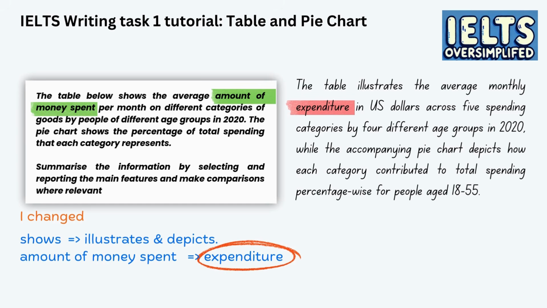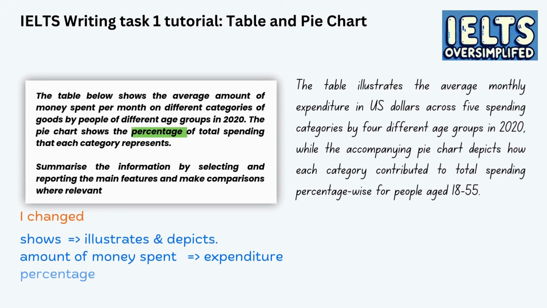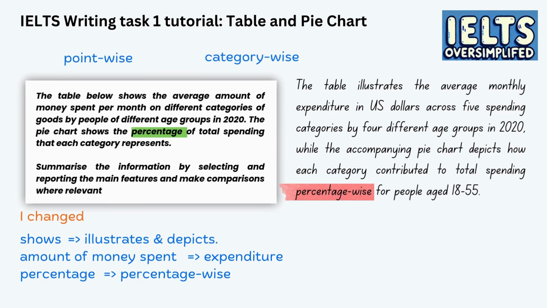Expenditure is an important word that can be used in many IELTS writing tasks. Make sure you learn it. I changed percentage to percentage-wise. This is more of a grammar change. The wise suffix transforms the noun into an adverb, similar to point-wise or category-wise. This avoids repeating percentage as a noun and adds variety.